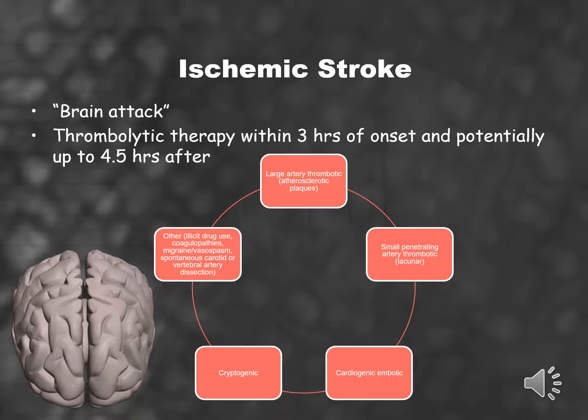Cryptogenic strokes are called cryptogenic because they really don't know what causes them. So they have no specific cause. And then there's other types of strokes that can occur because of patients who are using drugs like cocaine, patients with different coagulopathies or migraines, or even where they have dissection of that vertebral or carotid artery.